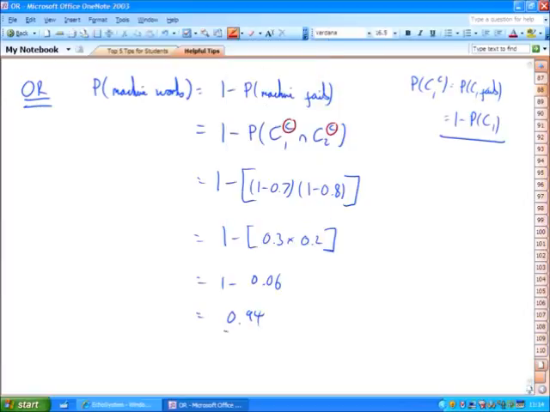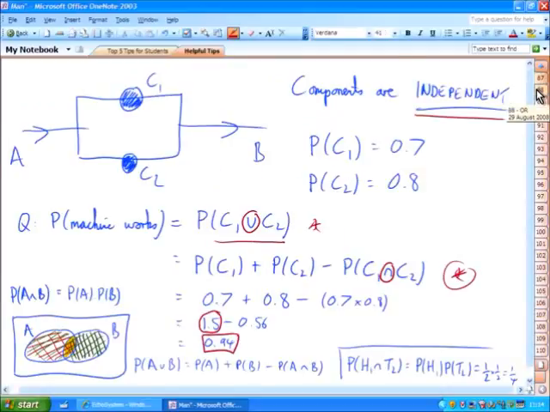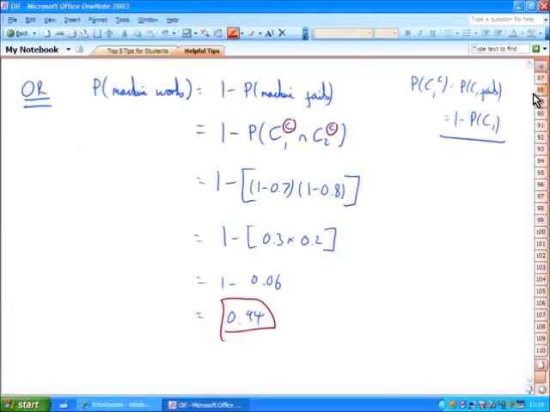So notice I've obtained the same solution regardless of my method. I get 0.94 in both cases, and I must do because these are equivalent approaches. This is the same probability that the machine works. So you could use either approach. It just depends if you're comfortable with working with complements. It might make the computation a bit easier.